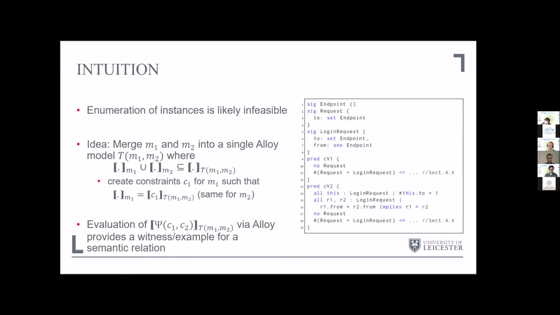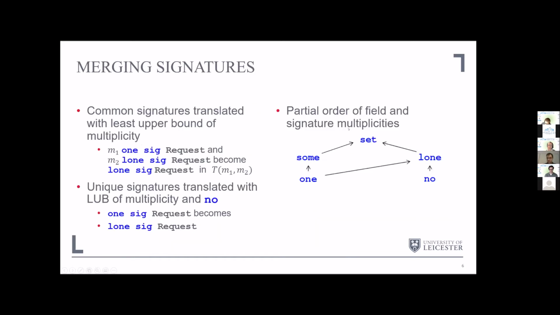And now, at a high level, a merge of the two first model variants from the previous example would look like this. And these predicates here, they would be the C1 and the C2. But now we'll go step by step through how we would get this merged model. So we will look at signatures first.